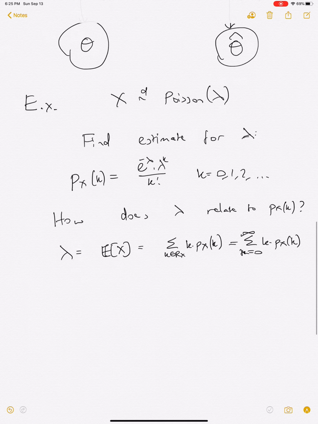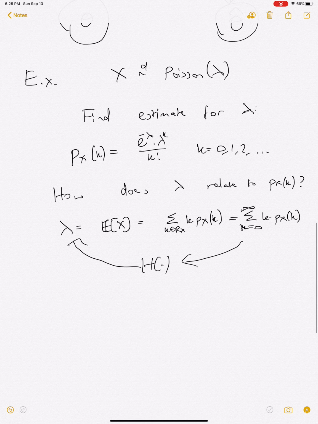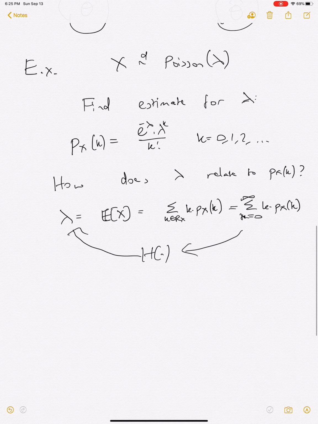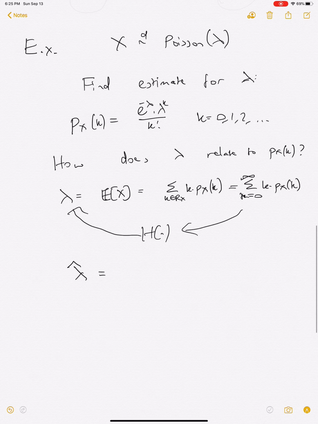Okay. And so this is the relationship, this functional h that you can use to go from the population probability mass function to the parameter of interest, which is lambda. So now, what all that means is that lambda hat equals, we're going to apply that same functional, but we're going to replace px of k with p hat x of k. And so this is the plug-in principle.